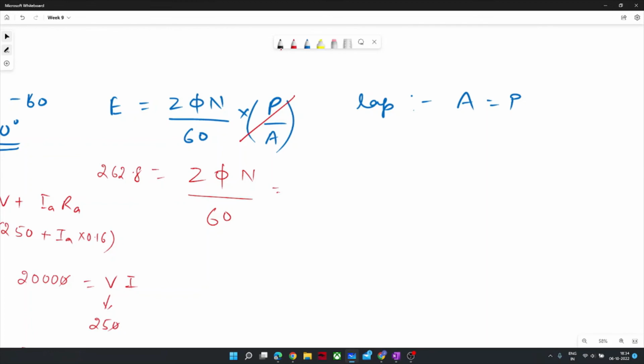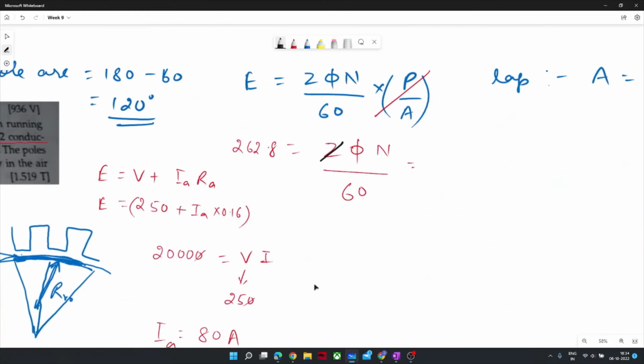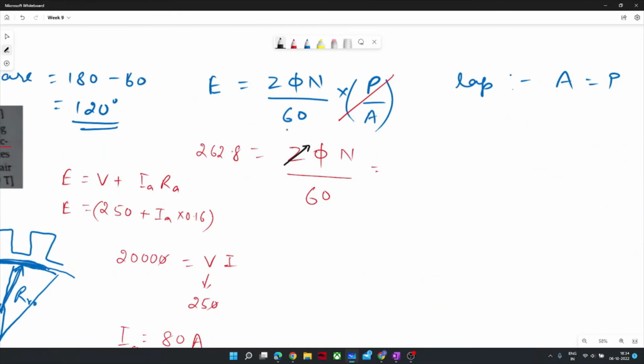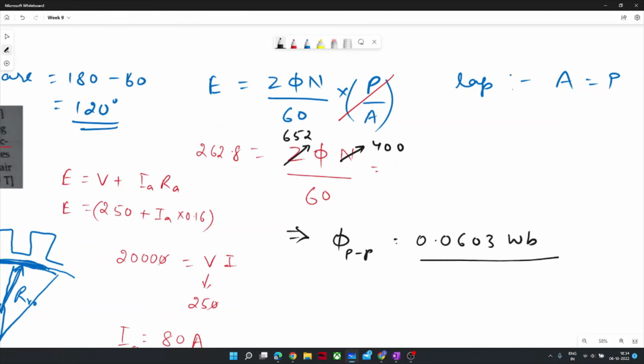262.8, and this Z was 652, N is 400. By putting in all the values, you will get the value of flux per pole, which you get as about 0.0603 Weber. So we got flux per pole. So we applied two or three concepts of the DC machine in this problem.